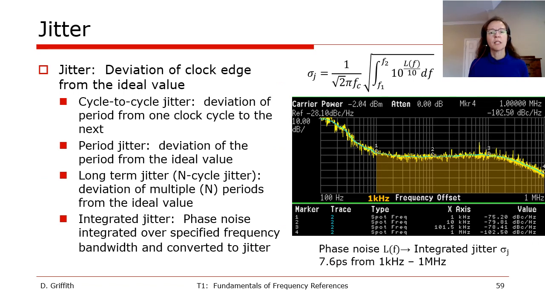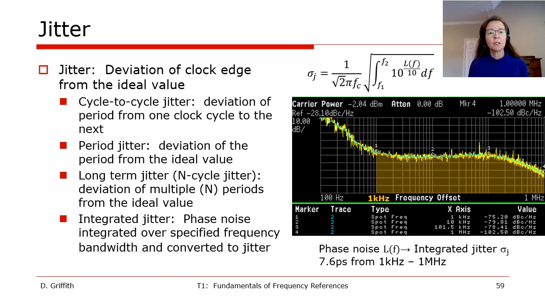So in some applications, the crystal oscillator noise will be specified with jitter instead of phase noise. Jitter is fundamentally the deviation in time of the clock edge from the ideal time. There are several jitter metrics which can be used depending on what's important for the system. First, cycle-to-cycle jitter, which is the deviation of the period from one clock cycle to the next, which is particularly relevant for digital circuits to ensure timing constraints are met.